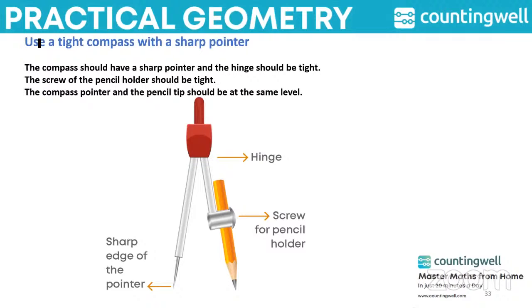Let us see one more trick. You have to always use a tight compass with a sharp pointer. The compass should have a sharp pointer as shown here and the hinge should be tight. So you have to make sure that it is tight enough for accurate measurement. The compass pointer and the pencil tip should be at the same level. So whenever you are using a compass, you have to make sure that the level of the pencil tip and the compass pointer should be the same.